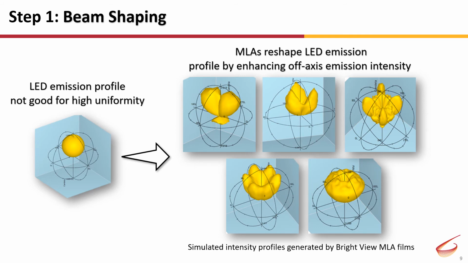The first step involves shaping the beam. Light coming from an individual LED is simulated on the left and has a uniform or Lambertian profile. This light profile is the enemy of uniformity because it acts as a point source of light. Using MLAs, we can spread out this point source into a number of different profiles, depending on the MLA shape and pattern. We can tune the MLA design to optimize the beam shaping profile depending on the application.